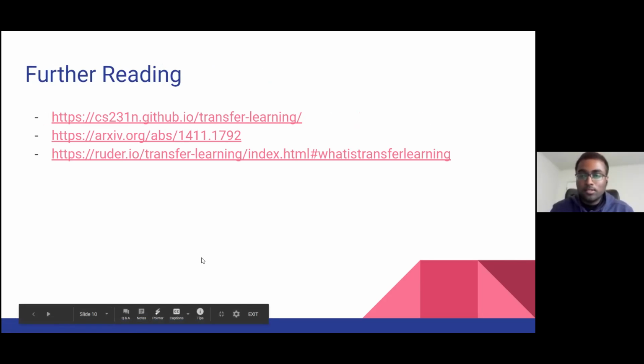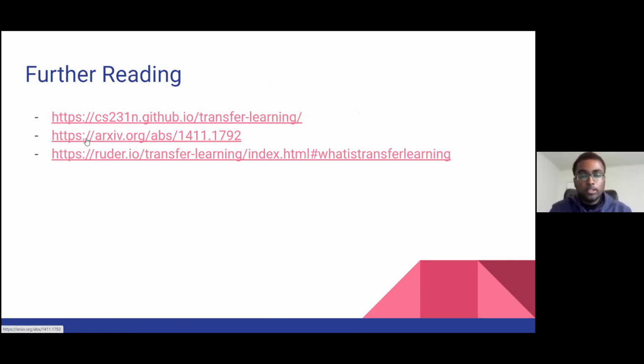Yeah, open to questions. And before that, I would suggest these are some resources to go through. The first one is the CS231n page on transfer learning. And the second is a NeurIPS paper, in which that particular graph shows how transferable the features are. And this is another blog which you can see to get some more understanding of transfer learning.